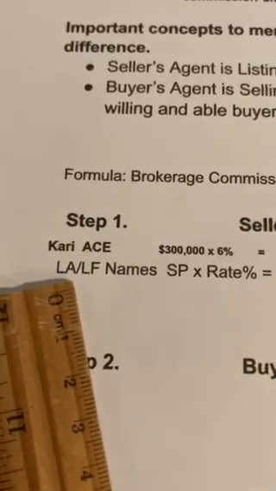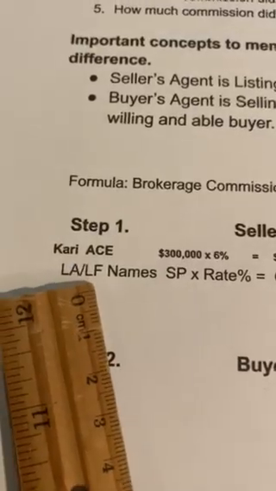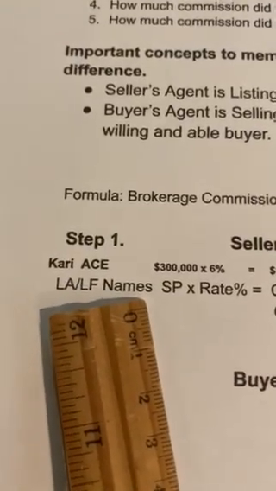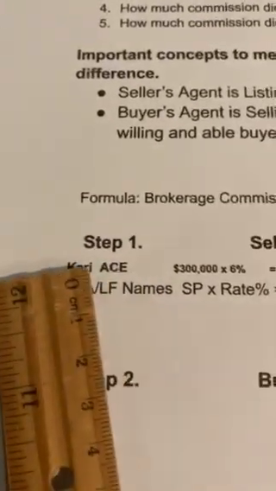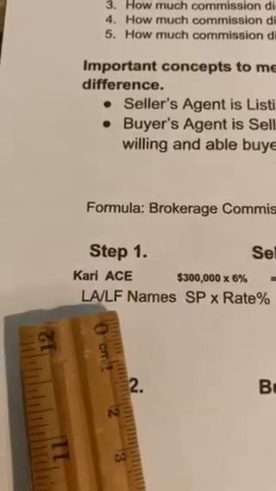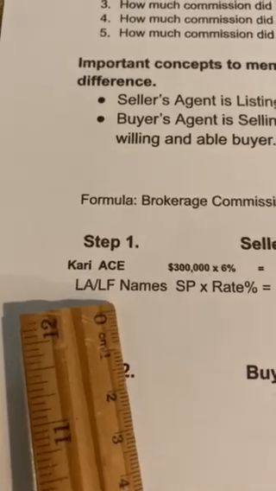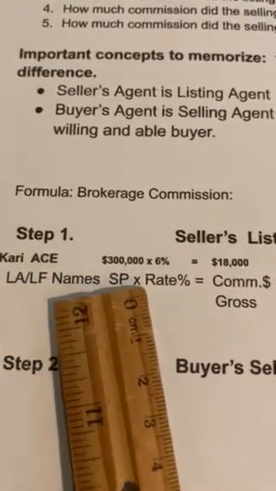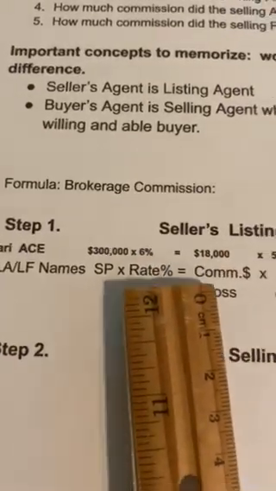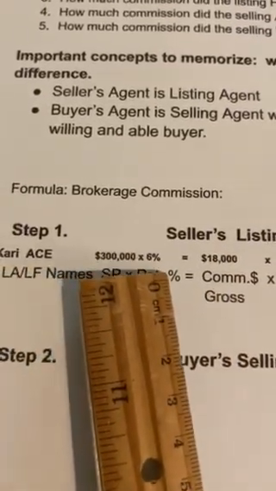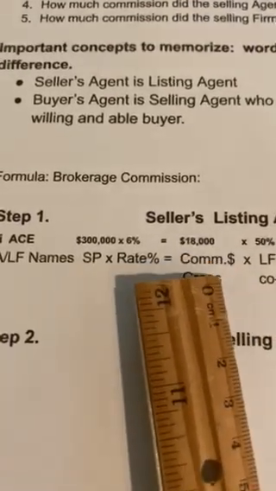You would put LA/LF, which stands for listing agent and listing firm names. And you'd pick their names out of the problem. And today we read that Carrie and ACE firm were Carrie the listing agent, ACE firm, listing firm. And we learned that the sale price was $300,000 and the rate was 6%. And you say 300 times 6% equals $18,000 for your commission gross dollars amount.